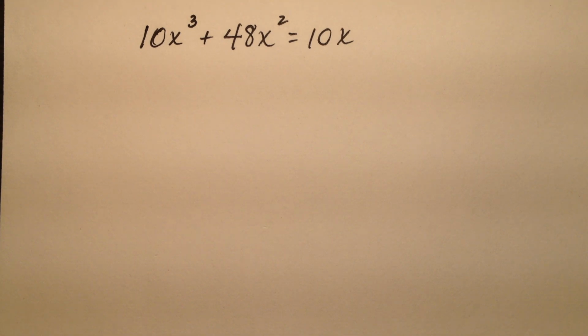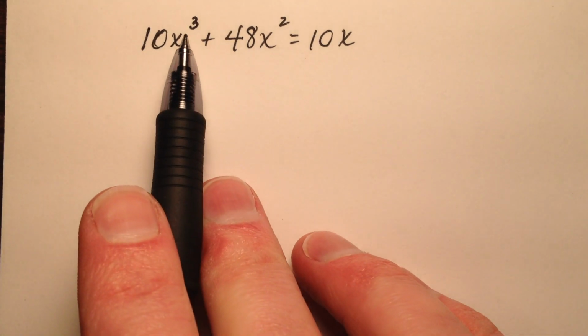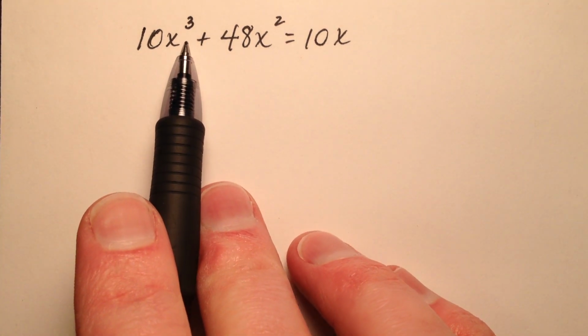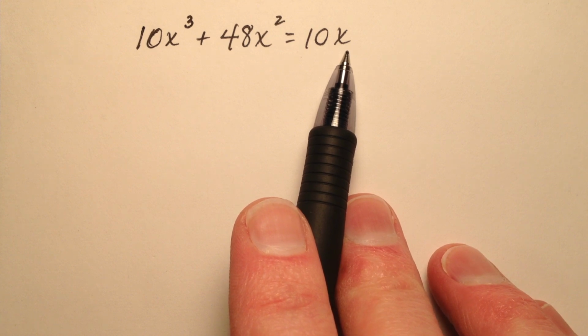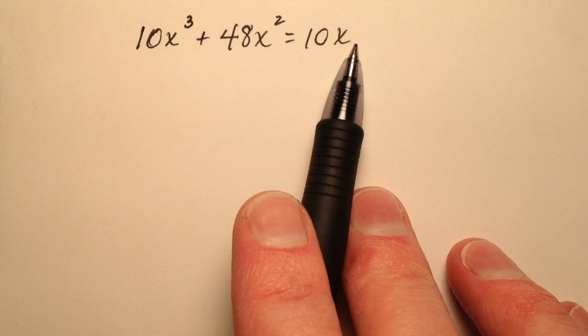Here I have an equation, and it looks like it's not quadratic because I have a degree 3 as my highest degree term. So this is going to be a cubic equation. But my guess is when I try to factor this, it's going to behave like a quadratic. So let's go ahead and see what I can do here.